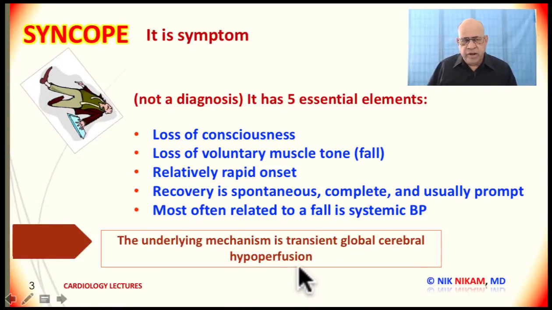So, there are a number of conditions that can cause transient global cerebral hypoperfusion that can lead to syncope. Syncope is a multifactorial problem. It can involve the heart muscle, heart rhythm, can involve the nervous system, the autonomic nervous system, medications, age, vascular system, and many other entities.